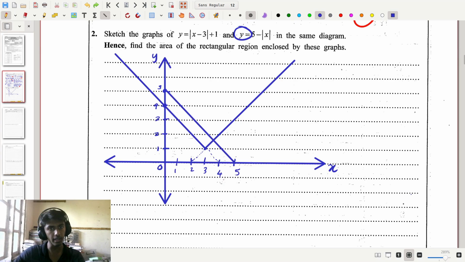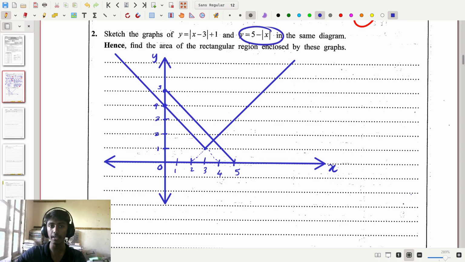Now importantly, it's important for you to note that this line right here is parallel to this line right here, since both of these lines have a gradient of -1. The first graph has a gradient of -1 due to the fact that it's going to be equal to 3 minus x plus 1, which is 4 minus x, and the second graph has a gradient of -1 since it's going to be equal to 5 minus x.